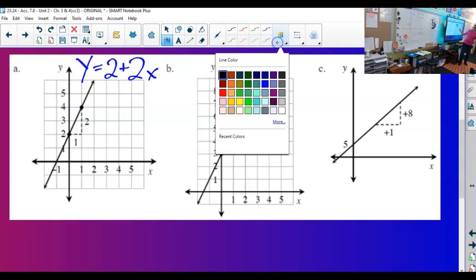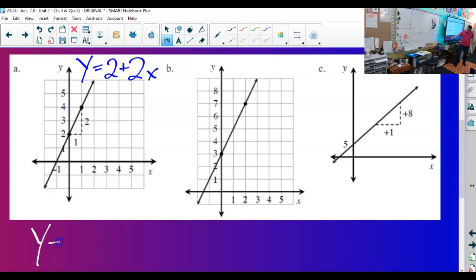But the other way that we could write this, because Gus asked, hey, can I write it this way? And you totally can. The other way we could write this, if we want it to be more like mx plus b, is 2x plus 2. Same thing. Means the same thing.